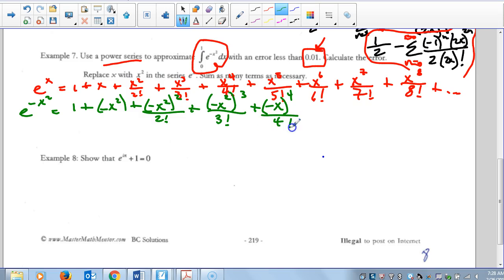Some of you resist writing these out. You resist. You're part of the resistance. And I forgot my square, didn't I? See, that's why I make mistakes. I make little jokes in my head, and then I forget what I'm doing. This is the 5th over 5 factorial.